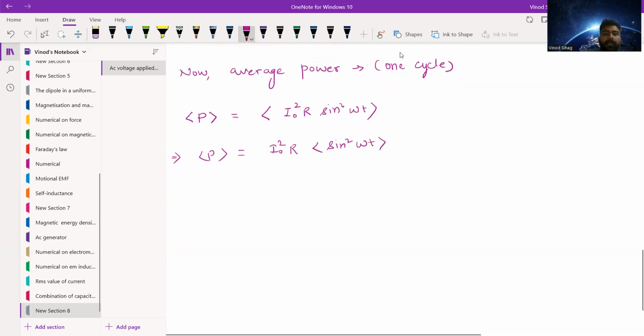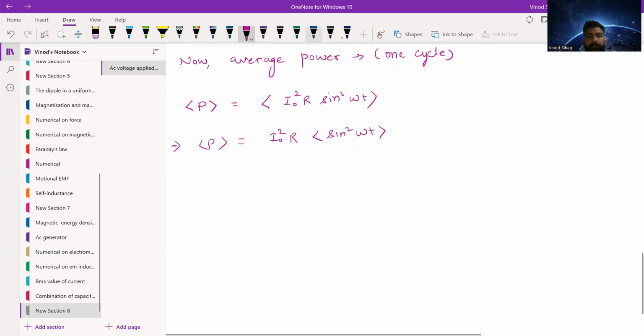As we know, the average of sine square omega t is half. We can determine it also, but when you are doing a physics derivation, you don't need to derive all these things, because these are mathematical tools, or mathematical identities, that we are going to use directly. We are not going to derive each and every small helping tool here.